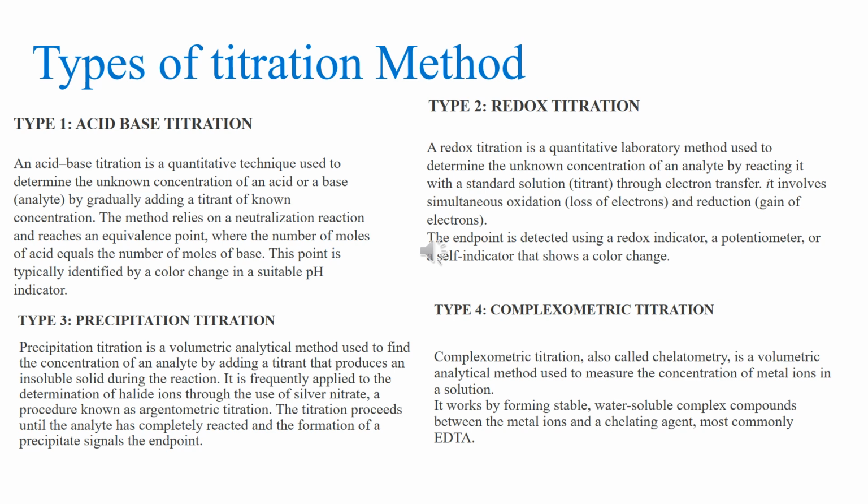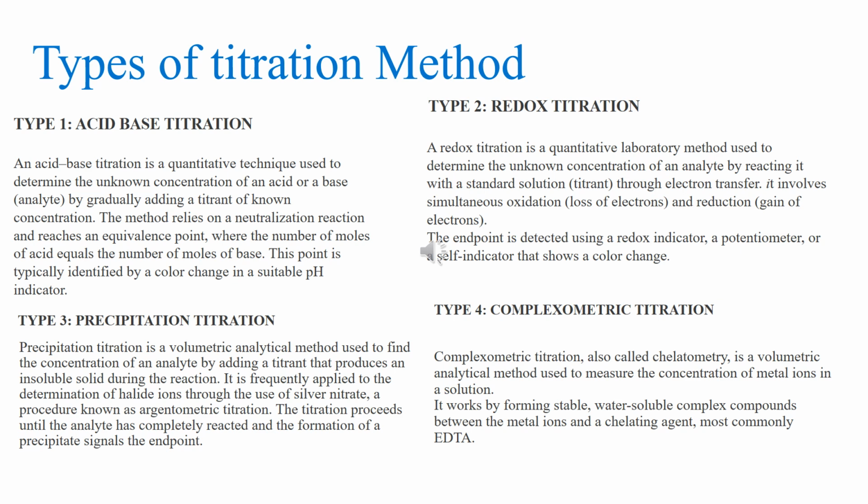The second one is redox titration. In this type of titration, the unknown concentration of analyte is determined by reacting with a standard solution titrant through electron transfer. It involves simultaneous oxidation and reduction. The endpoint is indicated using a redox indicator, a potentiometer, or a self indicator that shows a color change, like potassium permanganate is used as a self indicator.